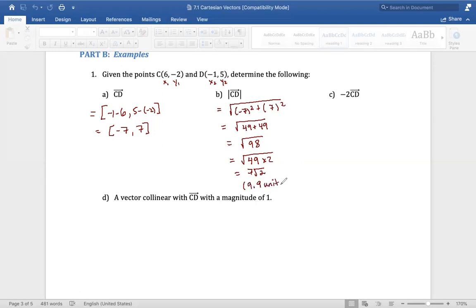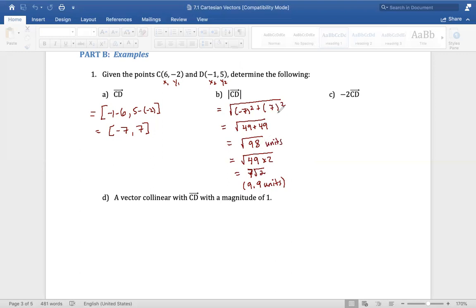So it just depends on how the answer is written out. That's a 7. I feel like that's a little messy. 7 root 2. Okay, so that's my length. My length is 9.9 units or 7 root 2 units, or the square root of 98 units too. It could also be your final answer.